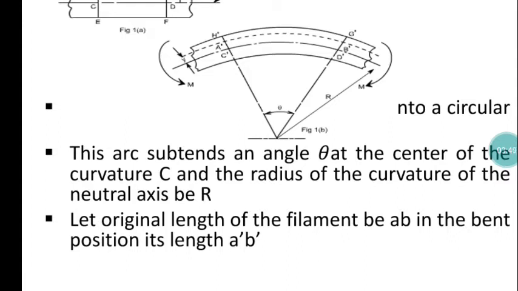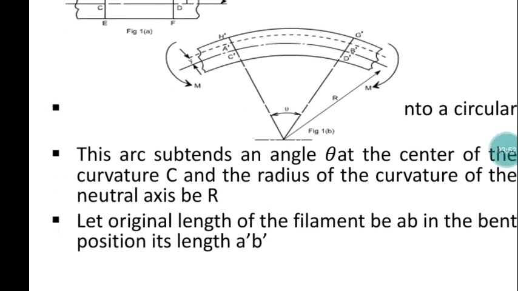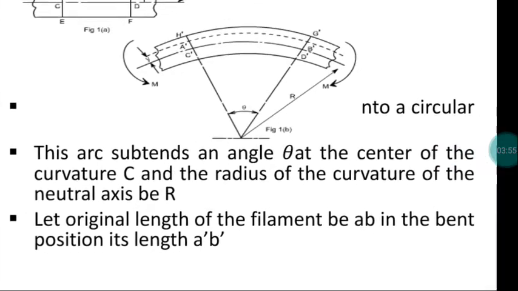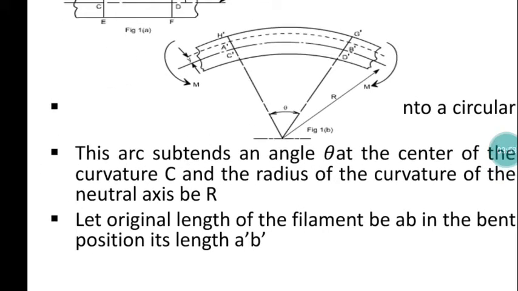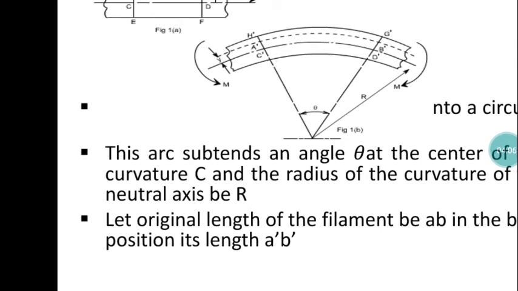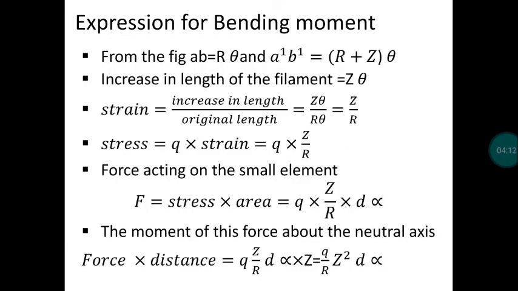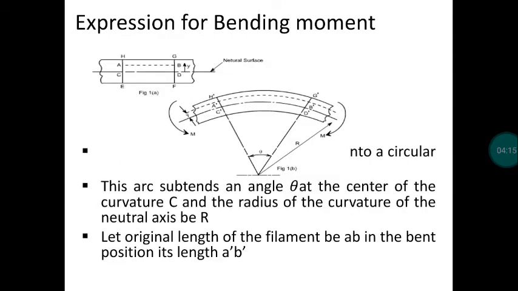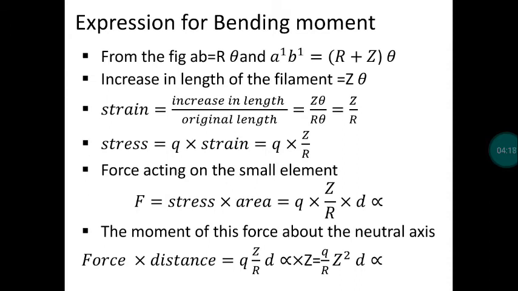This arc subtends an angle theta at the center of the curvature C, and the radius of curvature of the neutral axis be R. Let the original length of the filament be AB. In the bent position, its length is A dash B dash. From the figure, AB is equal to R theta and A dash B dash is equal to (R plus Z) theta. Increase in length of the filament is equal to Z into theta.